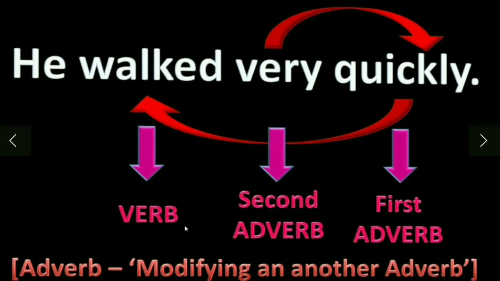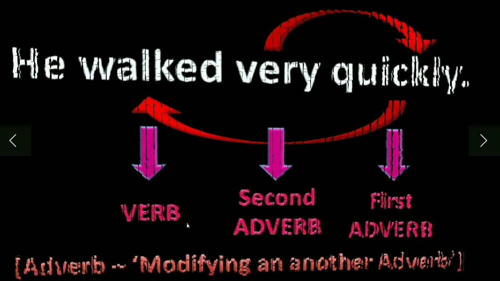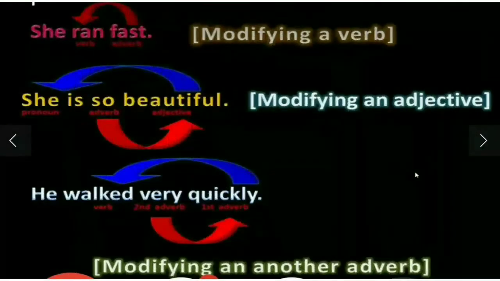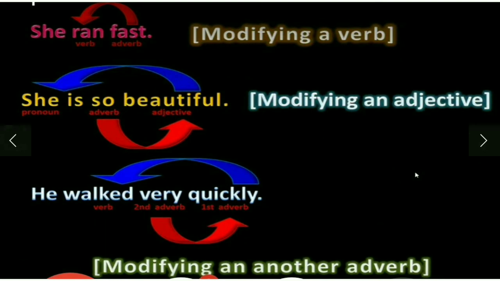Now let's see all the examples once again. Here in the first sentence it is written she ran fast. Here adverb word fast is modifying a verb, that is ran. So here it is modifying a verb. In the second sentence, she is so beautiful. Here the adverb word so is modifying an adjective, that is beautiful. So here it is modifying an adjective.